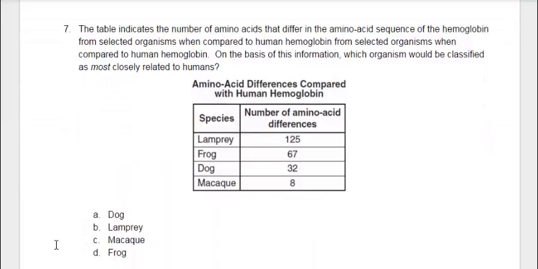The table indicates the number of amino acids that differ in the amino acid sequence of a hemoglobin from a selected organism when compared to human hemoglobin. On the basis of this information, which organism would be classified as most closely related to humans? So we have amino acid differences compared to human hemoglobin, species, and amino acid difference. Lamprey has 25 differences, frog has 67 differences, dog has 32 differences, macaque has 8 differences. Is it A, a dog, B, a lamprey, C, a macaque, or D, a frog?